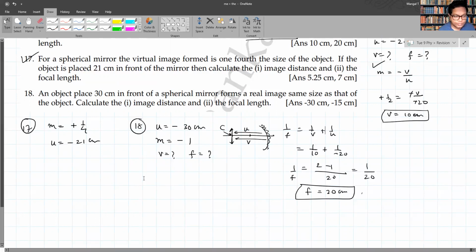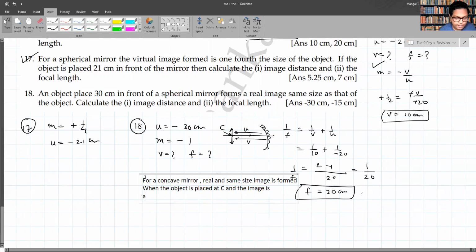If you wish to write, you will say that for a concave mirror, a real and same size image is formed when the object is placed at C and the image is also formed at C. So since u is equal to negative 30 centimeter, v is also equal to negative 30 centimeter.